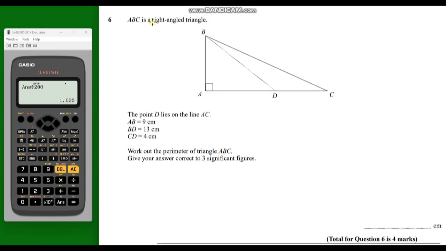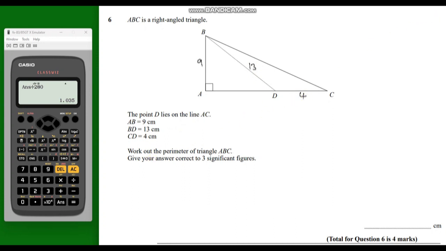Question 6. ABC is a right angle triangle. The point D lies on the line AC, which we can see here. And we've been given some dimensions, so let's first of all write those in. So AB is 9 centimeters. BD is 13 centimeters. And CD is 4 centimeters.